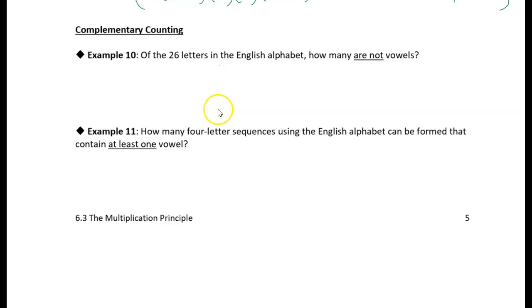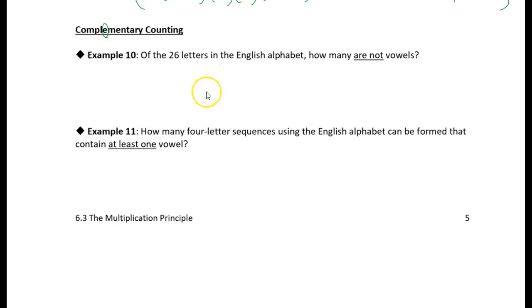All right. So the next thing we're going to talk about is complementary counting. Now, this is again complement with an E, which comes from the word complete. Just to illustrate what I mean by complementary counting, I want to first ask you a really simple question. Of the 26 letters of the English alphabet, how many are not vowels?